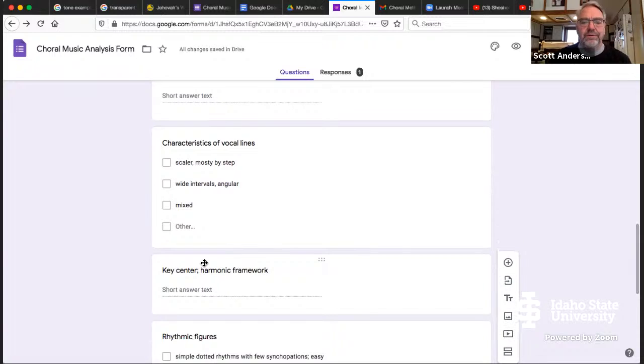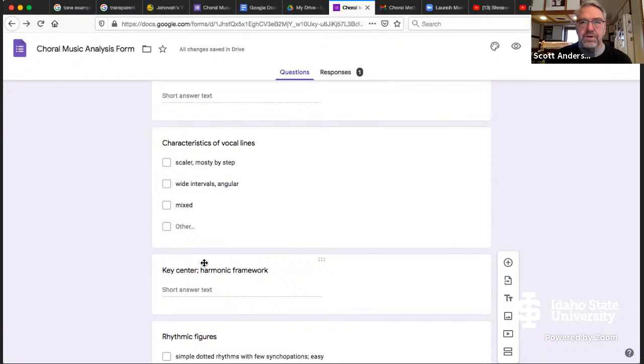Then there's the drop-down or check boxes for characteristics of the vocal lines. I've included some that I'd like you to identify. Do the lines move by step? Narrow interval, scalar we call it. Are the intervals wide? Are they angular, by leaps up or down? Are they mixed, meaning sometimes those intervals are there and sometimes it's a combination of the two? And then "other" I've just left because there can be really extremes on either category.